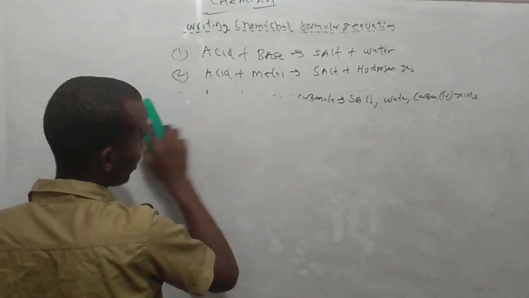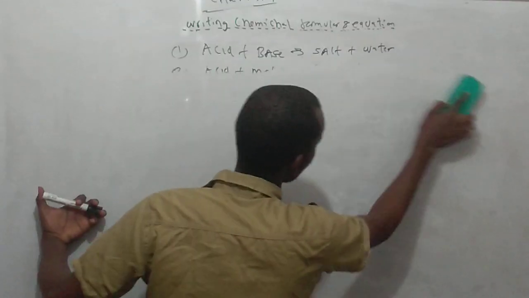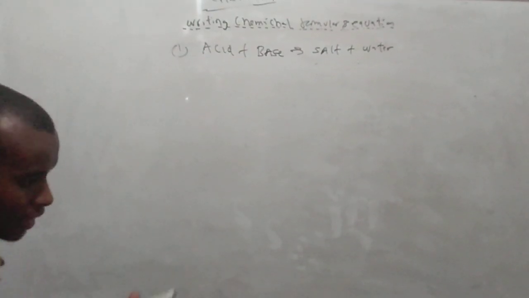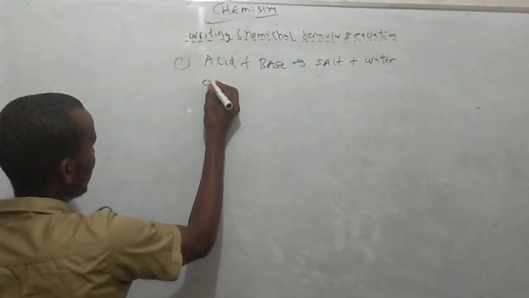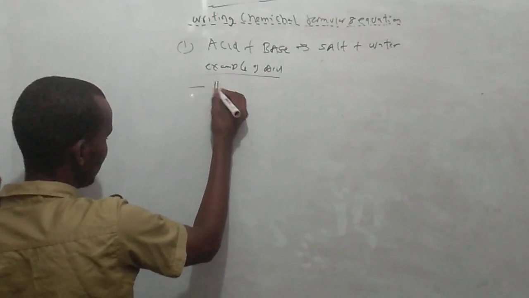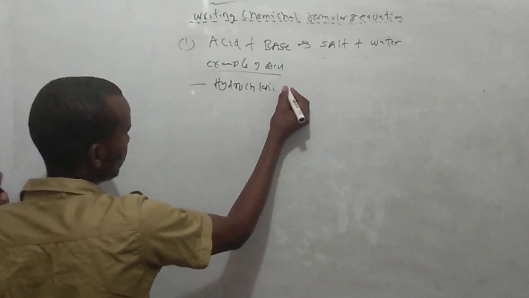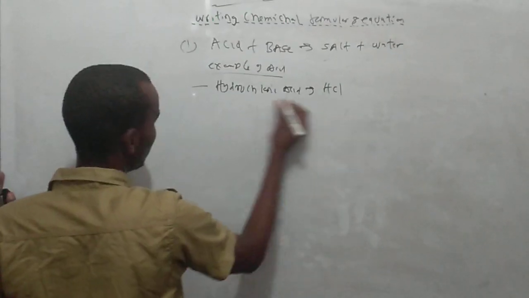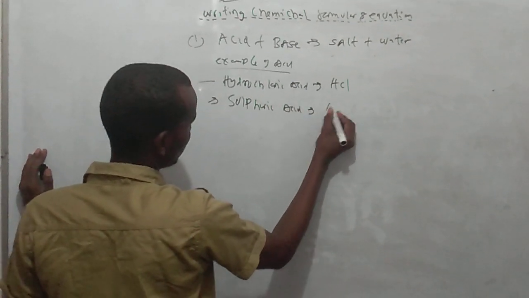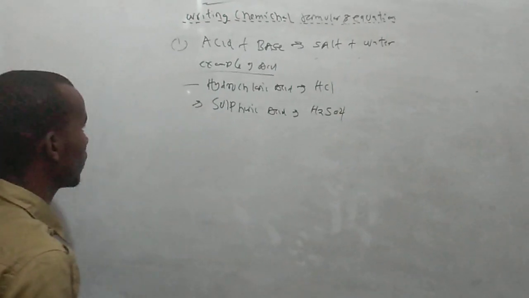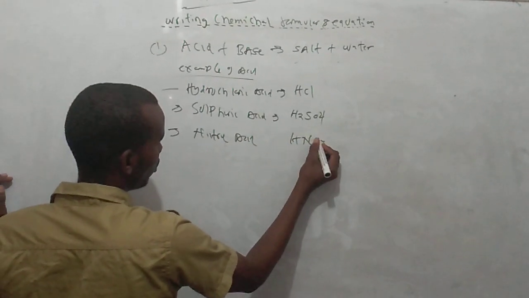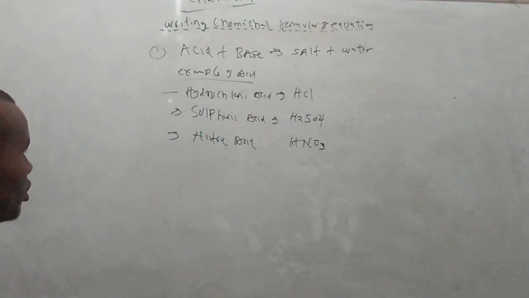Let me start with the first one. We have an acid reacting with a base. We have examples of acids like HCl, hydrochloric acid. We also have sulfuric acid, H2SO4. We may have nitric acid, HNO3, and others, carbonic. We have so many acids. So these are examples of acids.